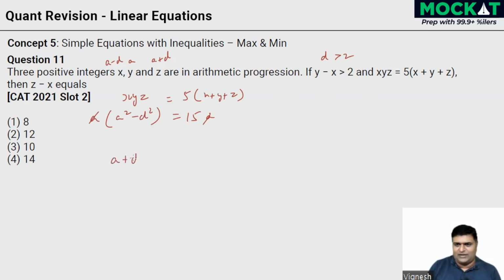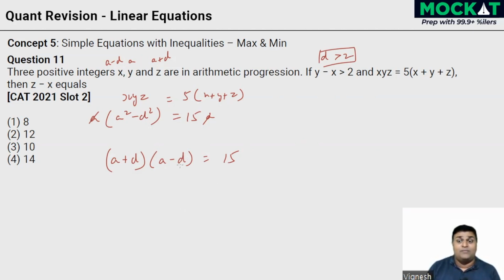I can in fact write it as (a plus d) into (a minus d) and say that it is equal to 15 over here. Now, what do I need to find? I need to find z minus x. There is one inequality given over here, which is the common difference. d is going to be greater than 2.